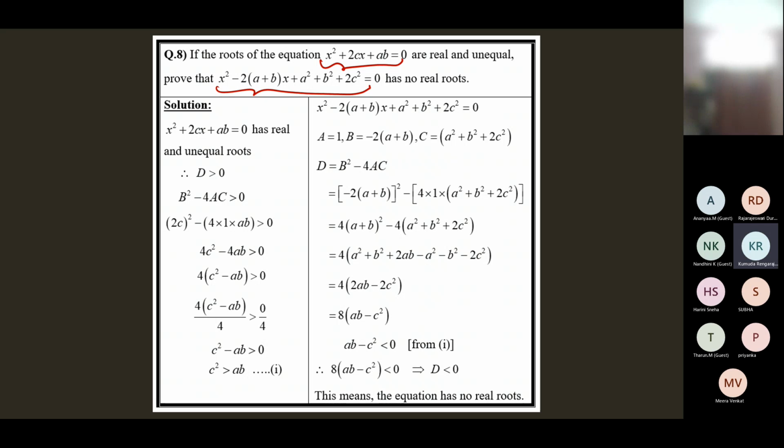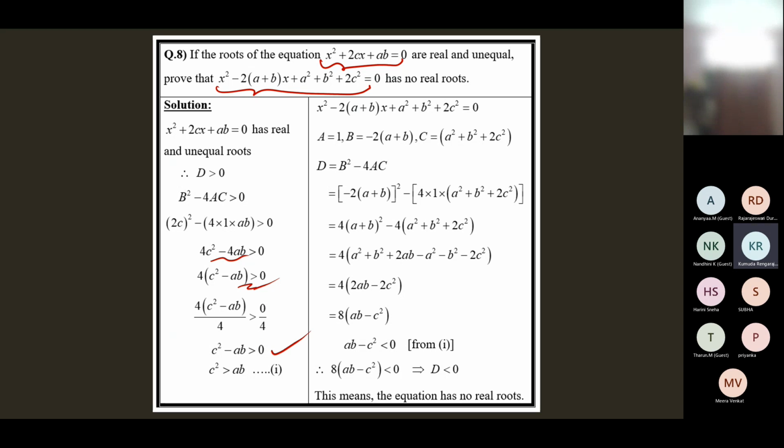So the first equation has real unequal roots, meaning D is greater than zero. Work with that. B square minus 4ac greater than zero. Substitute: 4c square minus 4ab greater than zero. Take out 4 common, so that gives you this. And then divide by 4 on both sides. That gives you this.